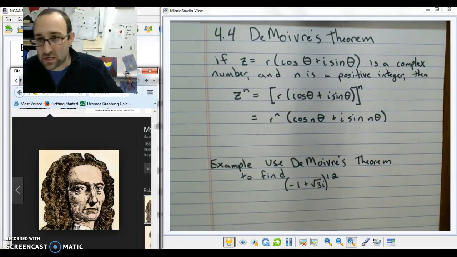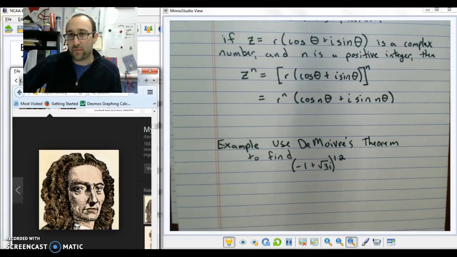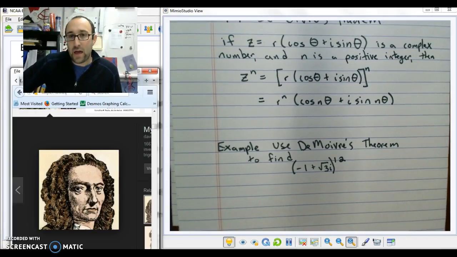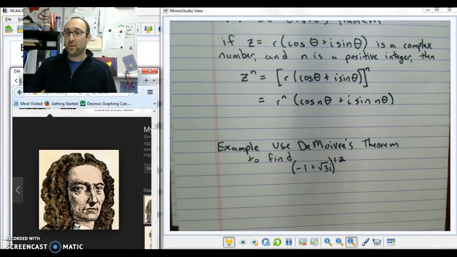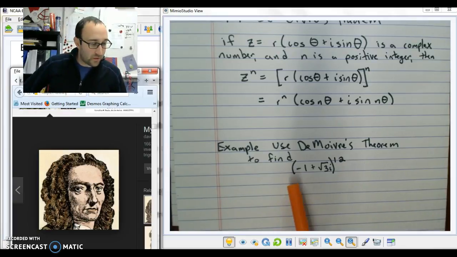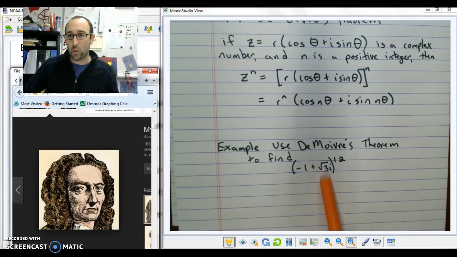So we're actually going to use this. What we have done before is we added numbers, then we multiplied and divided. Now we're going to ask what happens if you multiply the same one over and over and over again? Well, de Moivre figured out that there's actually a pattern. So we're going to use his theorem to find negative 1 plus square root of 3 i to the 12th power.